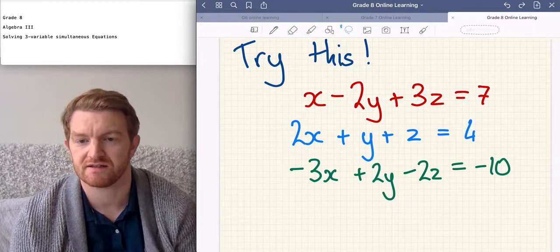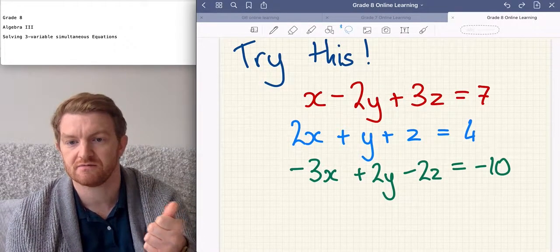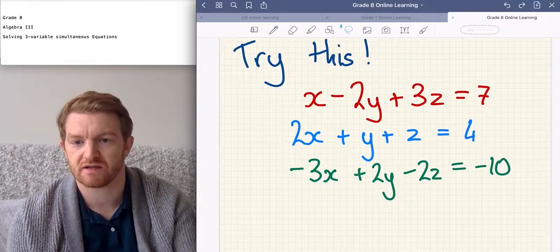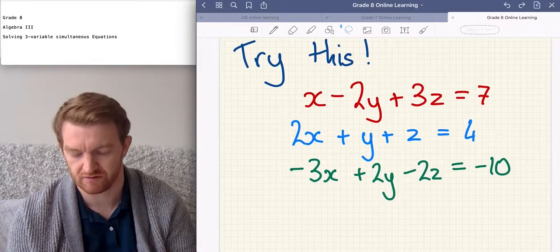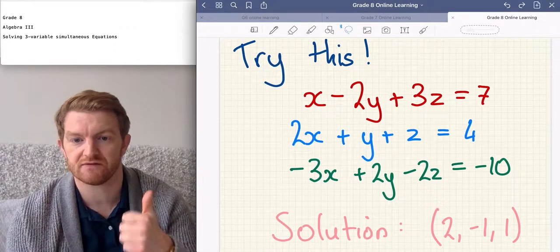Okay, hopefully you started again and you want to check the solution. So I'm going to show you the answer and then I'm going to show you the whole solution. What I'd advise is when I show you the solution, you just pause it so you can read through. So if you did it correctly, you should have 2, -1, and 1. So well done if you got that.